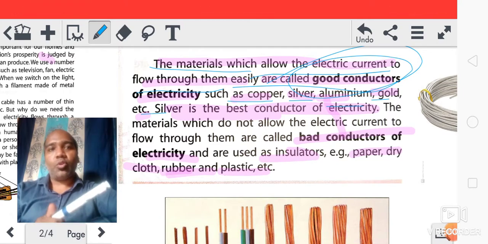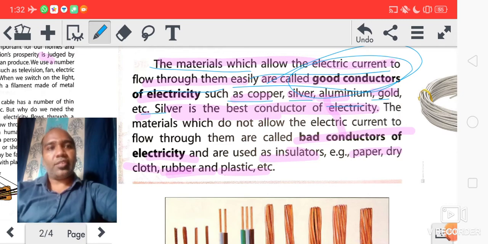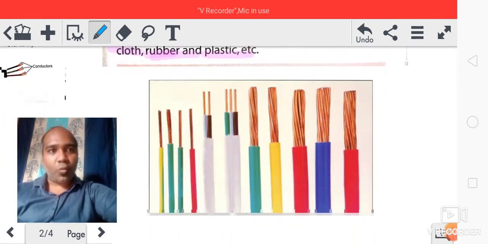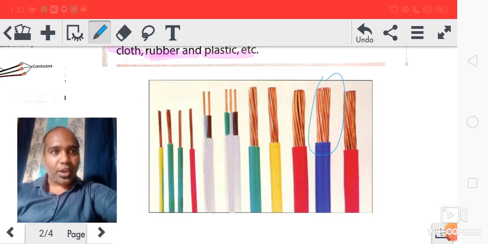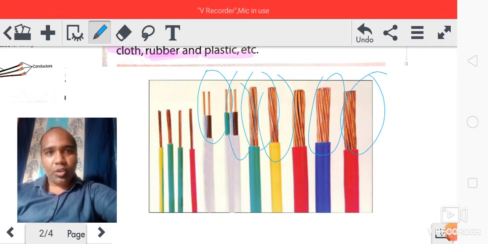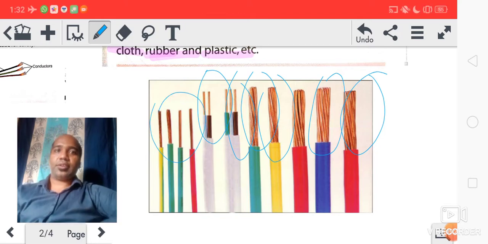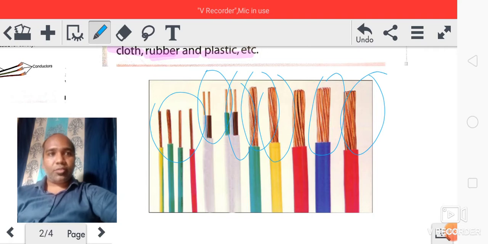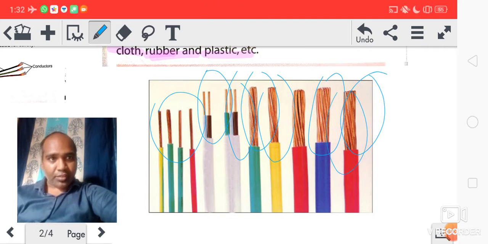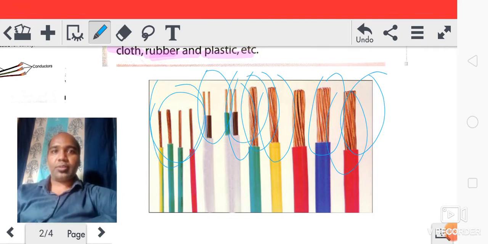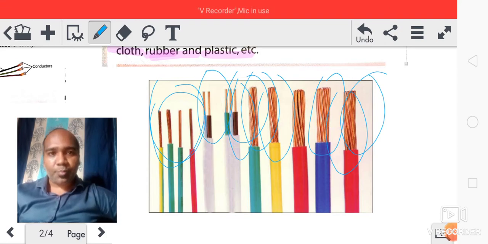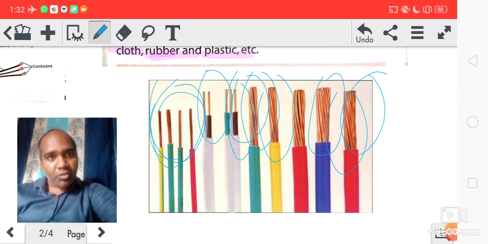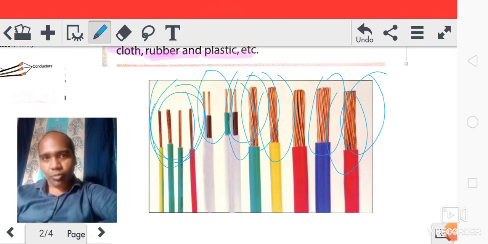So you can see the home appliances, home wires. Can you see here? These wires are made up of copper. Why? Because copper is a good conductor of electricity. Got it? Copper is a good conductor. That's why these kinds of electric wires are made up of what? Copper. Isn't it? Why copper? Because copper allows the electric current to pass through it. It is a good conductor of electricity.